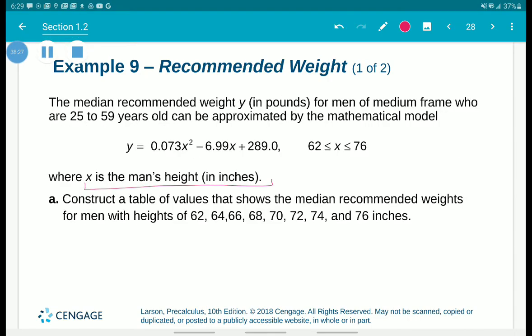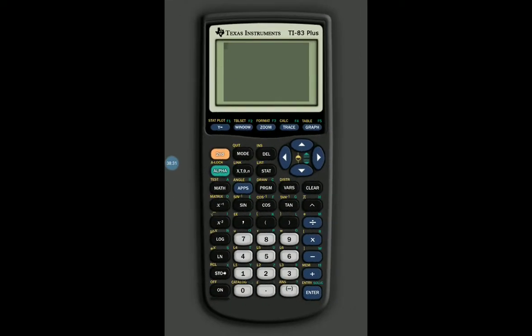So I'm going to go to my graphing calculator. Here she is. And then I'm going to go to y equals, and I'm going to type this equation in. So it's going to be 0.073 x squared minus 6.99x plus 289.0, or just 289. And I'm going to hit graph.